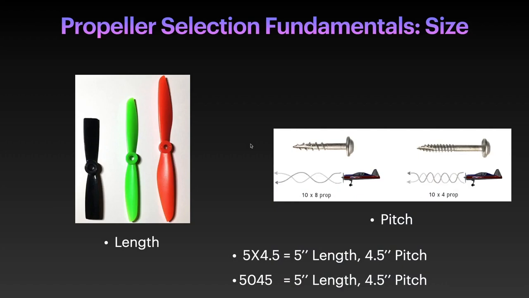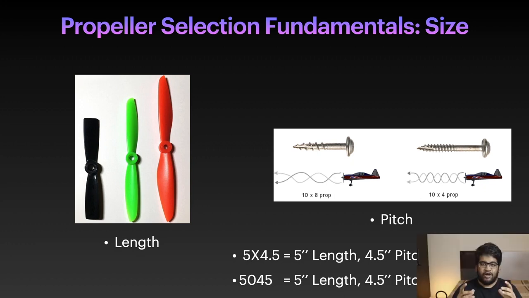The length of a propeller is straightforward, it's the length in inches. So a 10 inch propeller is 10 inches long, a 5 inch propeller is 5 inches long. And it is important because if your frame is small, it can only accommodate, let's say, a 5 inch propeller. You cannot use a 10 inch propeller. So that is quite straightforward. The more the length, the more thrust it will produce, because there will be more surface area, more air will be cut. And the more the length, the more thrust will be produced, and more current will be consumed.